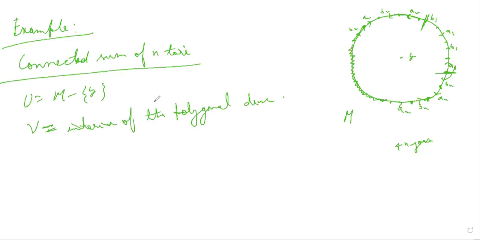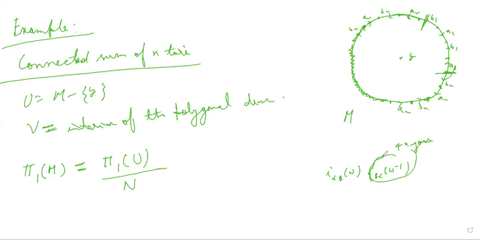Then we will use similar arguments, and you will see that the fundamental group of M is going to be, of course, because V is again contractible, π1(U) quotiented by N, where N is the normal subgroup generated by elements of the form i(α)i(β)i(α)^-1i(β)^-1, and the image of ω. This is going to give you the identity.